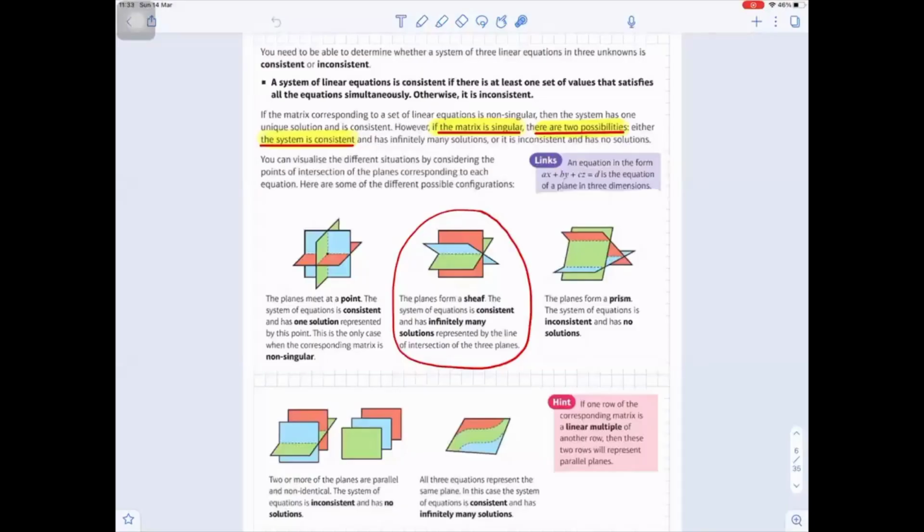And I've got here some ideas for you to learn so that you can see this type of question. I've circled a sheaf there for you to see. And it says there, where I've highlighted in yellow, if the matrix is singular, there are two possibilities. That means if the determinant is equal to 0, there are two possibilities. Either the system is consistent, like we've just shown, and has infinitely many solutions, or is inconsistent and has no solutions. And we've done this one. So you can read through that. It gives you all the different options, and to learn more.